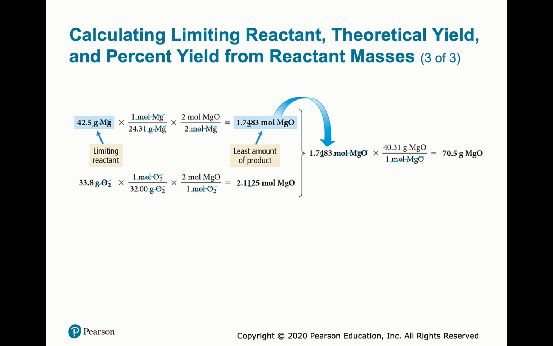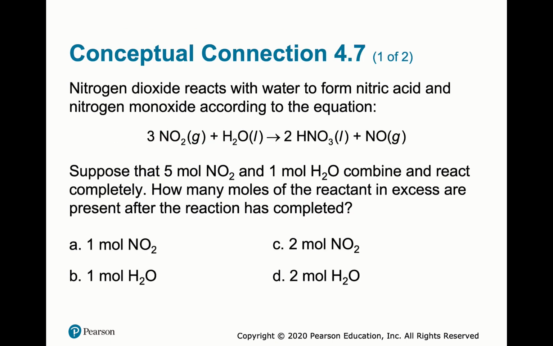And then with the oxygen, 33.8 grams, and then that's the molecular weight of oxygen, so 16 times 2 from the periodic table for oxygen, so 1 divided by 32. But it's a 2-to-1 ratio for magnesium oxide to oxygen, and we get 2.1 moles of magnesium oxide. So the magnesium is the limiting reagent. And okay, so let's move on.